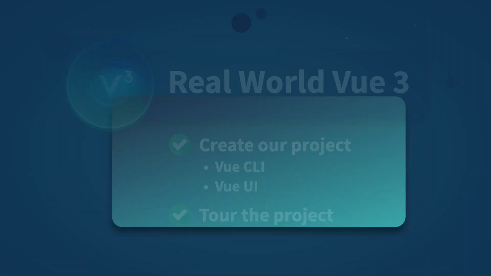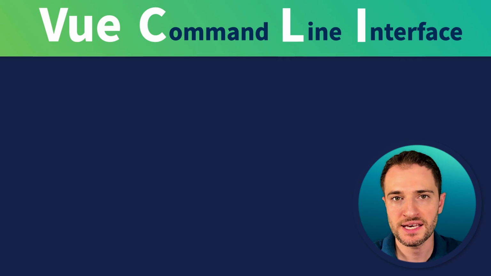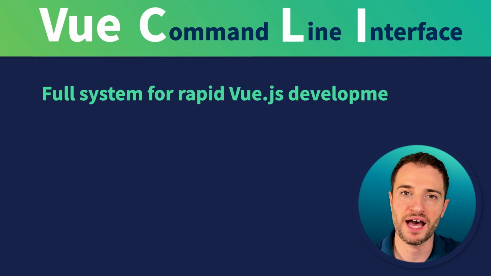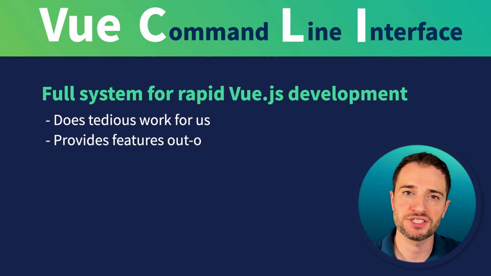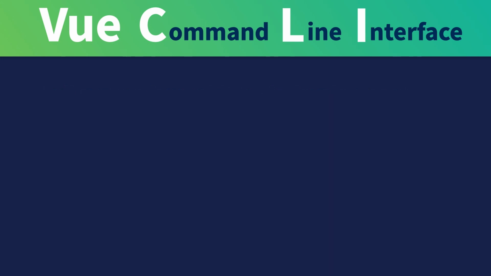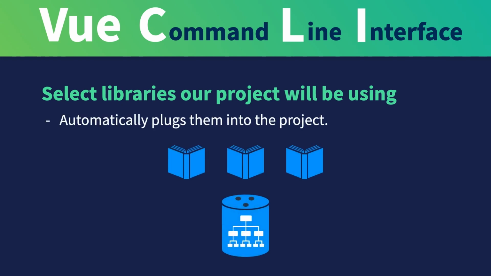Let's get started. As you may already know, CLI stands for Command Line Interface, and the Vue CLI is a full system for rapid Vue.js development. It does a lot of tedious work for us and provides features out of the box. It allows us to select the libraries our project will be using and automatically plugs them into the project.